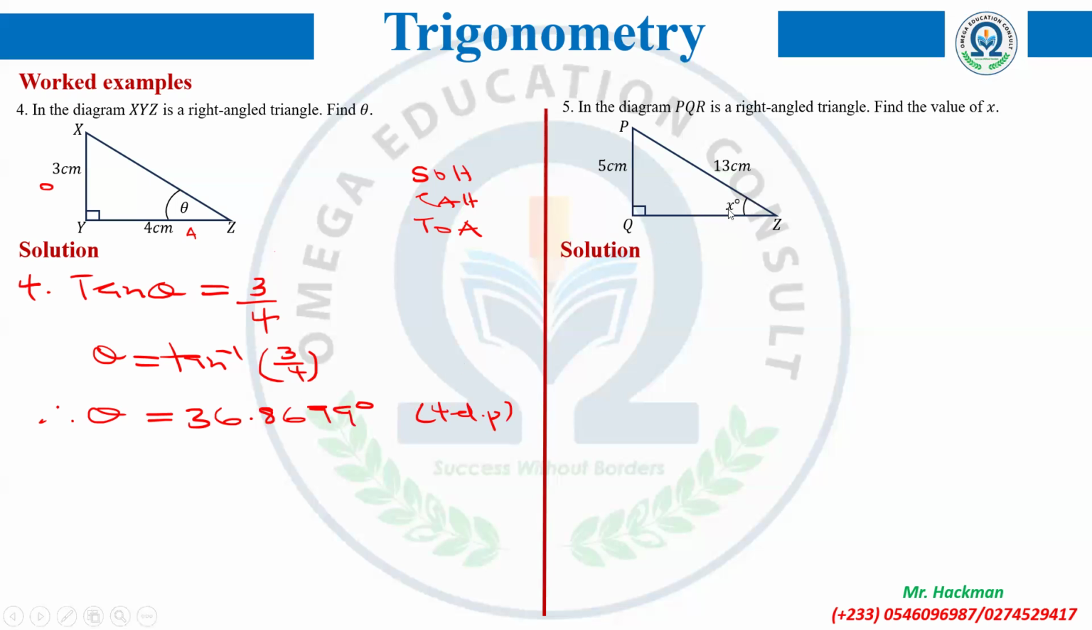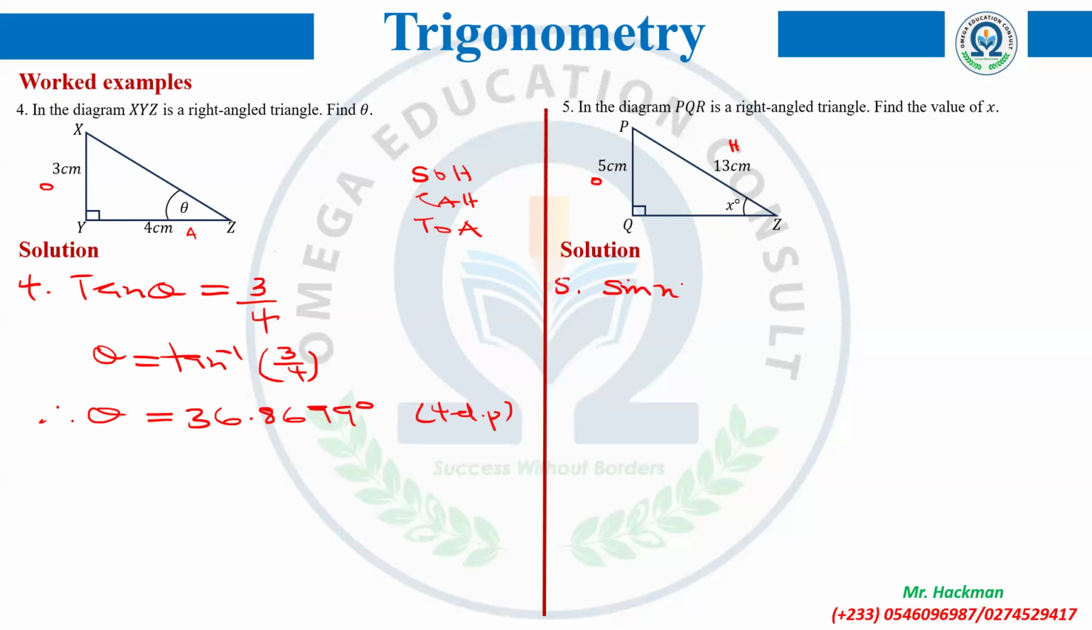So with this one, you are asked to find x. Sometimes the question can ask you to find tan theta or cos theta, or in this case, find cos x. But let's deal with the question the way it is. Find x. So here, what are we given? The opposite, is that not it? We know the opposite and we know the hypotenuse. So which trig ratio are we going to use? Sine. So it will be sine.